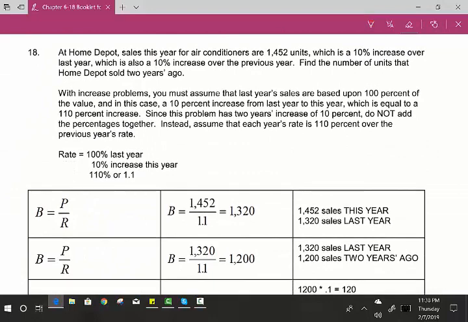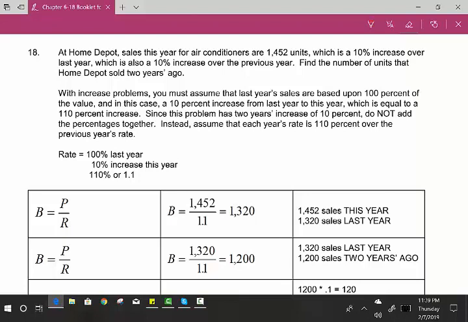Okay, let's try this one. This is kind of tacky. At Home Depot, sales this year for air conditioners are 1,452 units. So that's how many units we sold. This is a 10% increase over the number that we sold last year, which is also a 10% increase over the year before. So we want to find the number of units Home Depot sold 2 years ago.